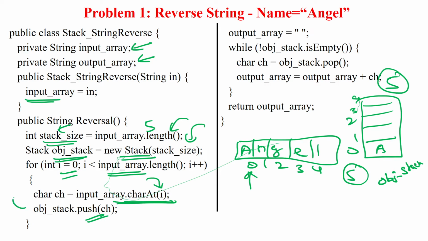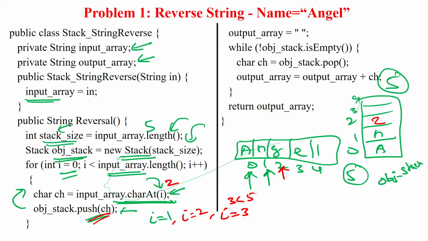Then again going back, iteration number 1: n is read, then pushed into the stack. So n is pushed into the stack. Then iteration number 2, i is 2, right? So now the character at location 2 is g. So g is read, then pushed into the stack. Then iteration number 3. So 3 is less than the length, which is 5. 3 is less than 5.